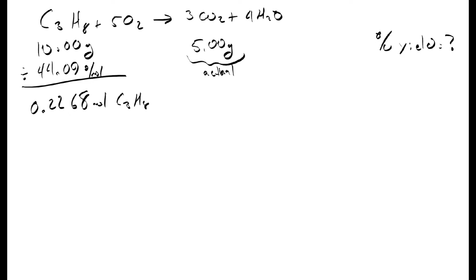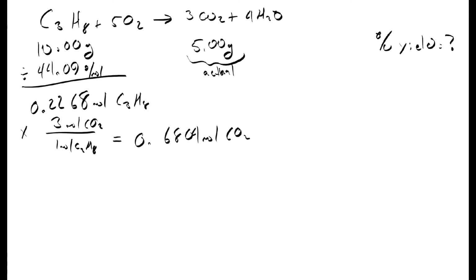Okay, now we have to convert that to CO2. So 3 moles of CO2 per 1 mole of propane gives us 0.6804 moles of CO2. But I gave it to you in grams, so you have your choice. You can convert this to grams of CO2, or you can convert this up here to moles of CO2. Doesn't really matter. You'll get the same thing either way. So let's go ahead and convert this to moles.